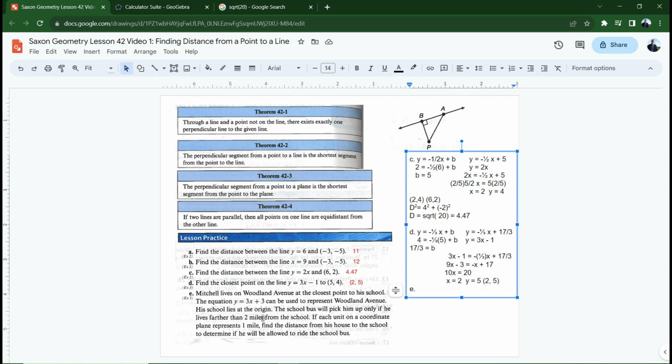So basically, I'm finding the distance between the origin and the line y equals 3x plus 3. And if that distance is greater than 2, he can ride the bus. If not, he has to walk. Let's figure this out. The first thing I'm going to do is find an equation of a line perpendicular to 3x plus 3. Y equals, this is going to be negative 1/3 x plus b, okay?